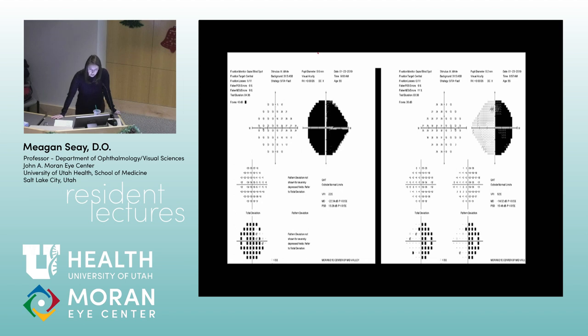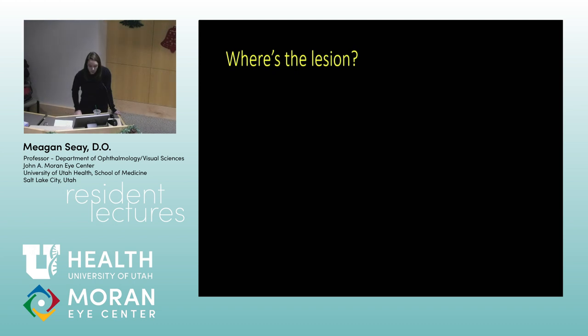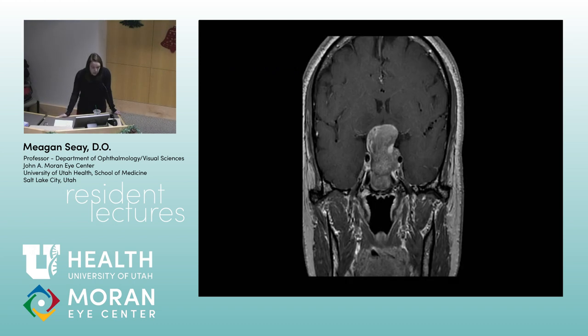So optic neuritis or chiasmitis, which could be aquaporin 4, MOG, could be MS optic neuritis. This particular patient had a very large pituitary macroadenoma. One of the interesting things in this patient was that he really just felt like his left eye was a little bit blurry. He didn't notice anything in his right eye.